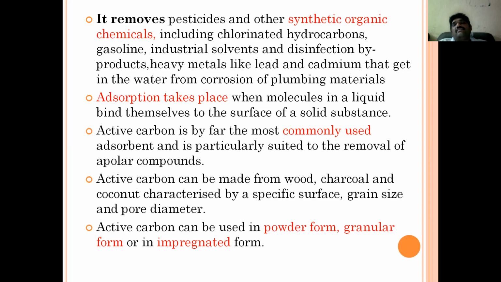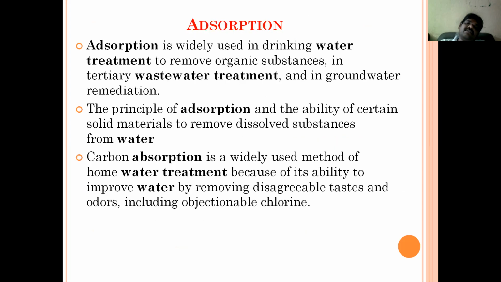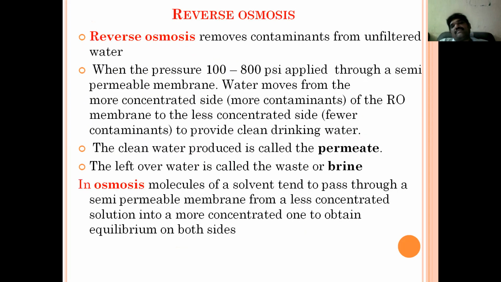Okay. Today we discussed reverse osmosis and adsorption. In reverse osmosis, water is allowed to move from the highly concentrated zone to the low concentrated zone by applying pressure of 100 to 800 pounds per square inch, PSI units. The water that is moved is called permeate, and the water that is left is called brine. Already we discussed this.